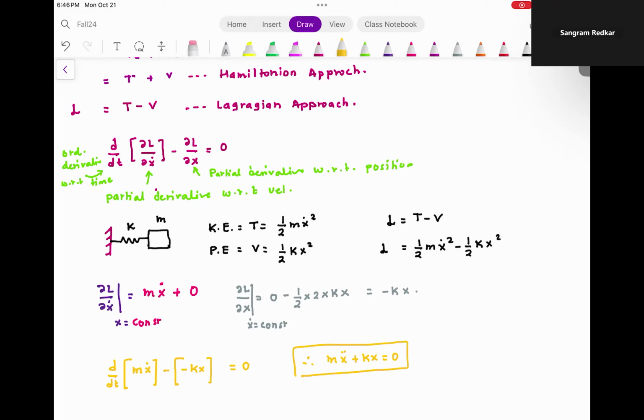No matter how many degrees of freedom I have, I could have 1, 2, 3, 4, 5, 6, 7, 8, hundreds of degrees of freedom, the Lagrangian approach will always work. What is the issue with the Newtonian approach? Newtonian approach is not bad. Newtonian approach works very well if you can draw the free body diagrams and apply summation of force is equal to mass times acceleration at every free body diagram.